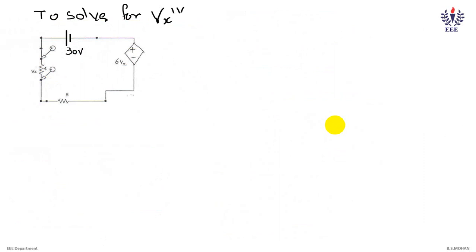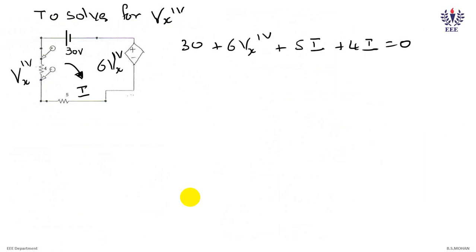Last, with respect to 30 volt, it's a simple single loop. So let's first replace Vx in 6Vx by Vx4. Let's assume the current in clockwise direction. This is my mesh equation. As we solve this, we have 2 unknowns here, but we have only one unknown, that is I.